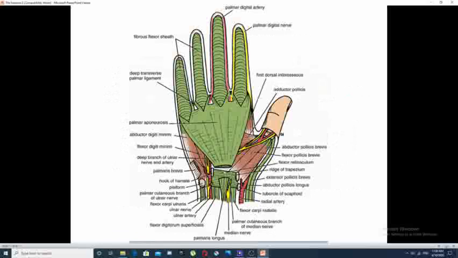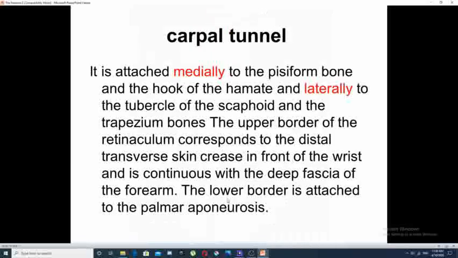You can see in this dissection of the anterior aspect of the wrist, this is the flexor retinaculum. You can see that the tendons of the long flexor muscles of the forearm pass deep to the flexor retinaculum to reach their insertion in the hand and the fingers. Also, an important structure that passes deep to this flexor retinaculum is the median nerve.